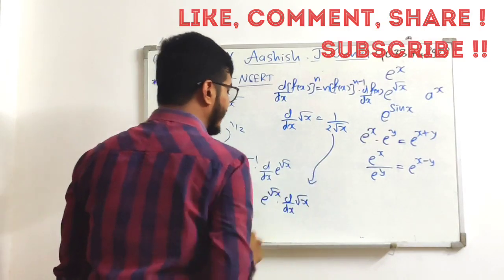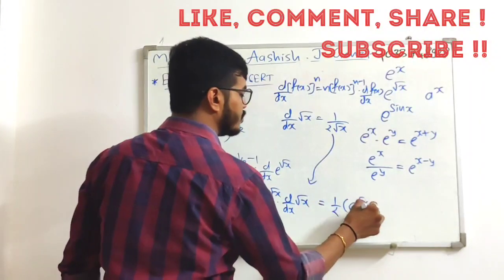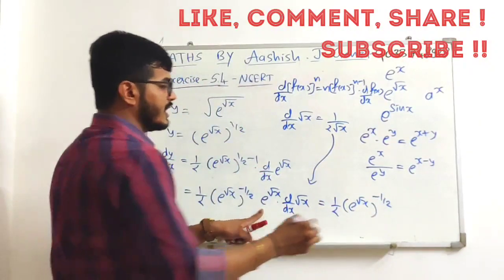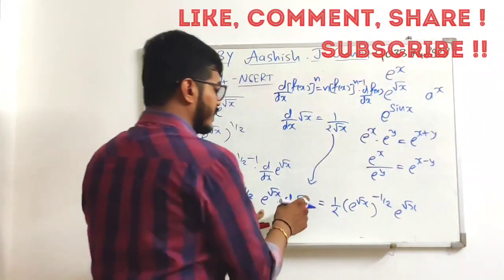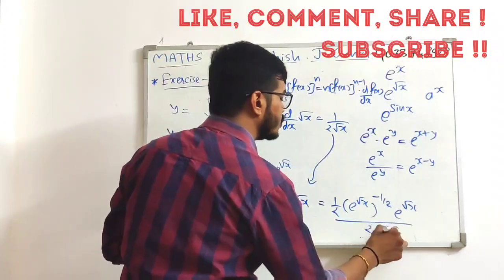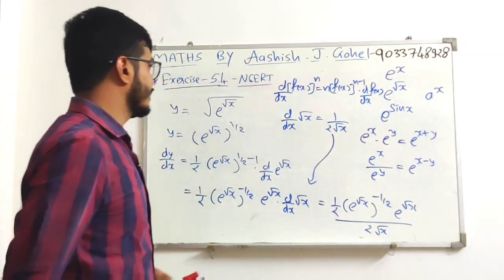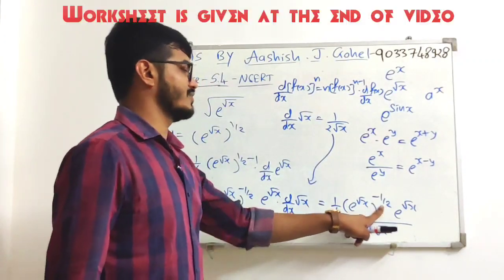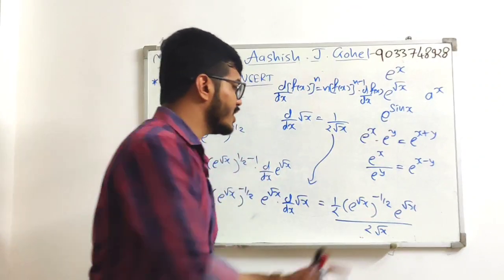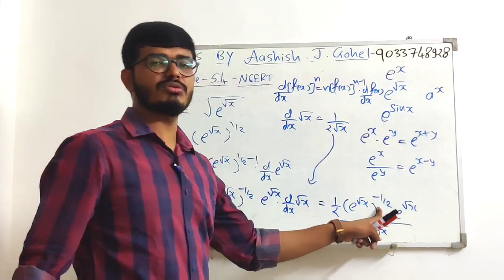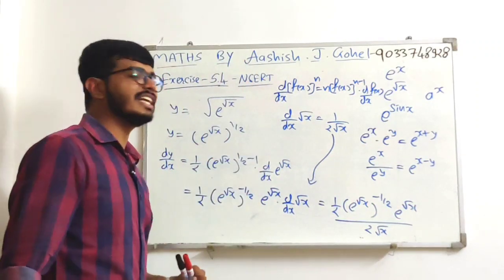That we can put directly over here. So the last answer will be 1 by 2 e raised to root x, raised to minus 1 by 2, times e raised to root x as it is, then the differentiation of root x, which is 1 upon 2 root x. Now you can do one thing over here: here the power minus 1 by 2 is there, and here e raised to root x is there with power 1, so you can merge these two terms, powers 1 and minus 1 by 2. And that will be your final answer.